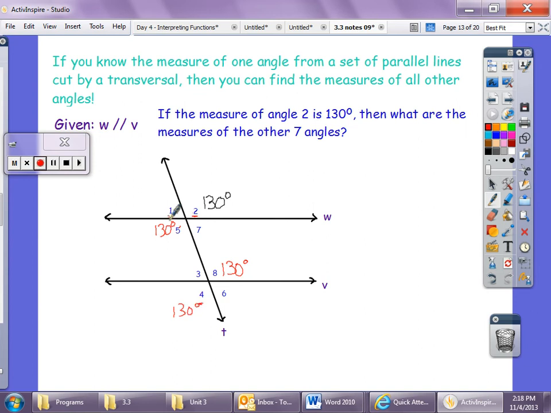We know that angle 1 and angle 2 are a linear pair, add up to be 180 degrees. Angle 2 and angle 7 are a linear pair, add up to be 180 degrees. Angle 2 and angle 6 are same side exterior angles, add up to be 180 degrees. So that just leaves us with angle 3. Angle 3 and angle 6 are vertical. Angle 3 and angle 7 are alternate interior. 3 and 5 are same side interior. So we know that angle 3 is 50.